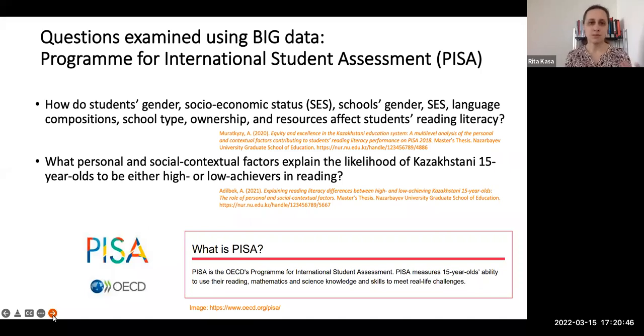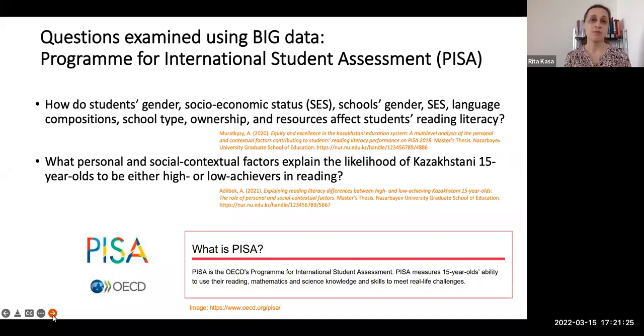Our students, two examples here, have examined questions on, for example, how gender, socioeconomic status of students, school's environment, language composition, school type, ownership and resources affect students' reading literacy. And another question that has been zoomed in is what personal and socio-contextual factors explain the likelihood of Kazakhstani 15-year-olds to be either high or low achievers in reading. So again, this is just one big data set that tackles questions that are very important for education.